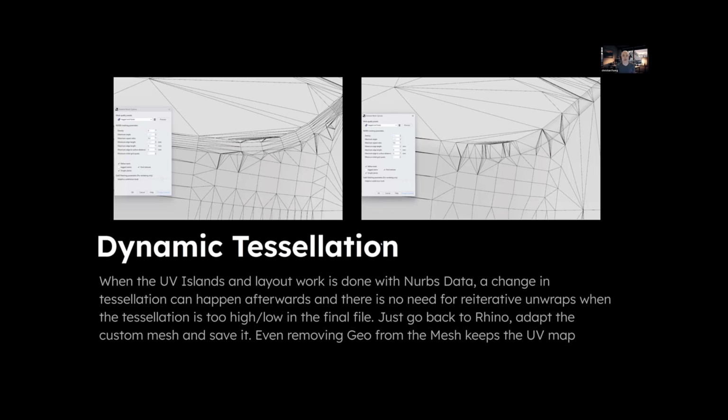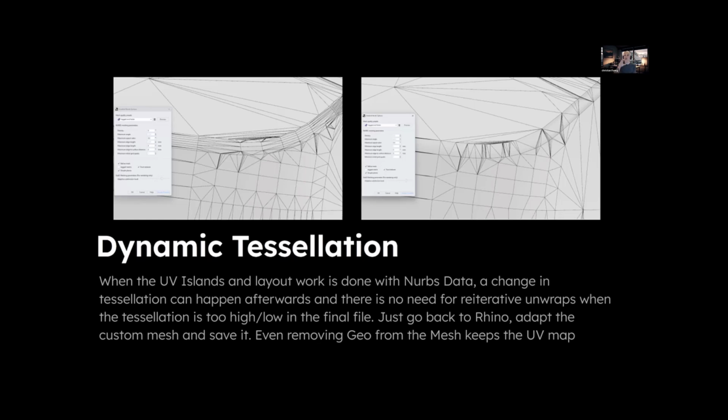What also helped is if you do the UV separation in the NURBS data, it's really great because you have the UV mesh on the NURBS data and not on a saved polygon data, the tessellated data. So you can remesh and change the mesh after you did the UV meshing. So you have your high quality mesh in Rhino.